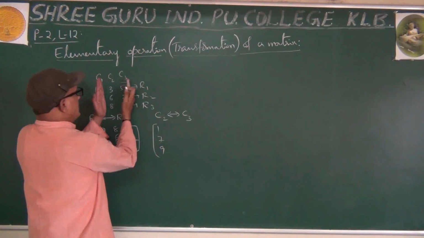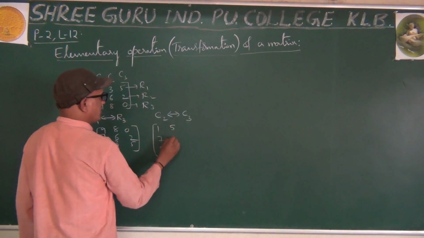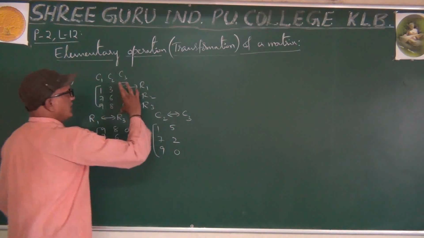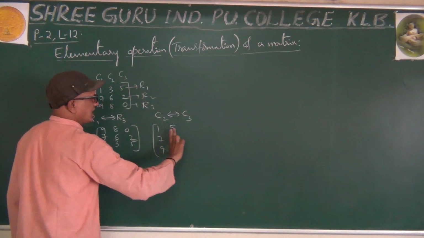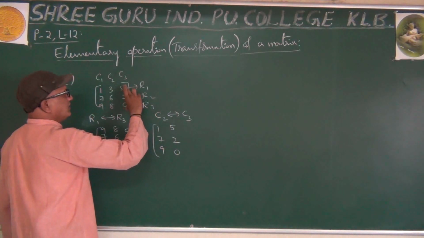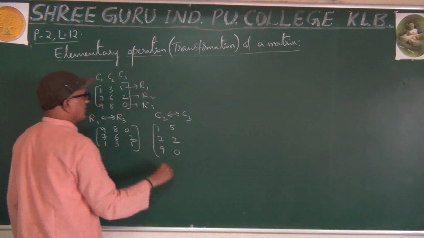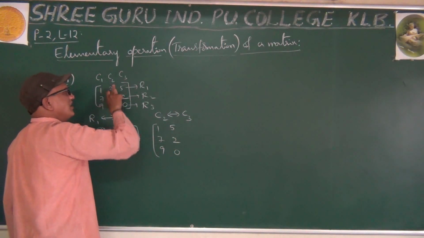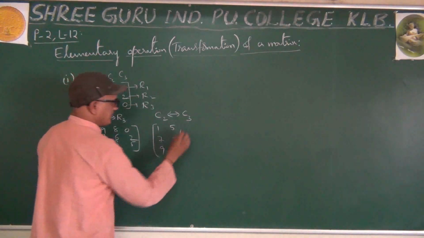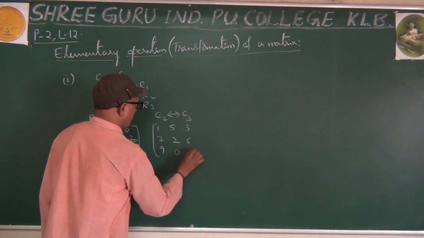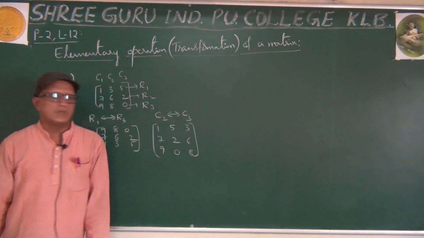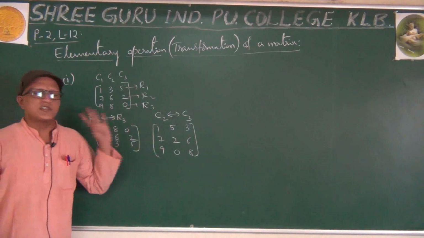Second and third columns are interchanged. So the third column becomes the second column, and the second column becomes the third column. That's it. This is the first property.